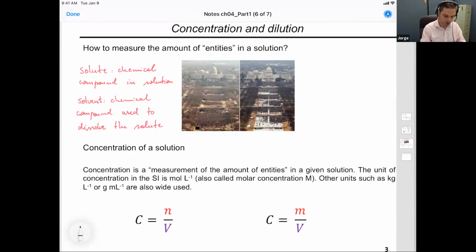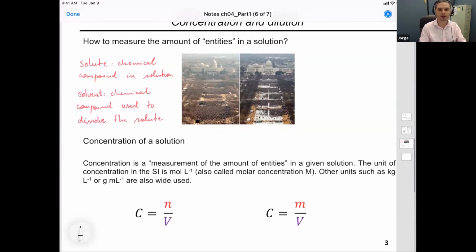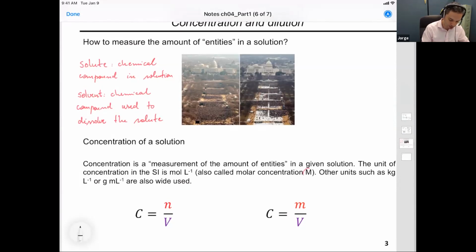Okay. So I told you that concentration is basically the amount of substance in a given volume. The unit of concentration in the international system is mole per liter, also called molar concentration. And some people like to use the symbol uppercase M instead of mole per liter. They mean the same thing. And the molar concentration is calculated as a ratio between the number of moles and the volume.